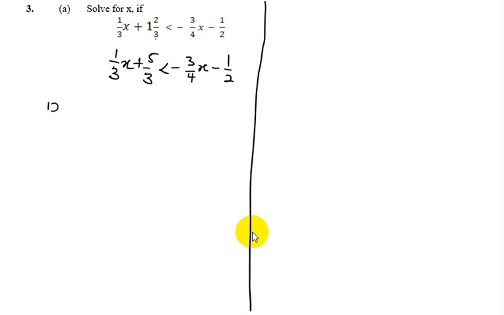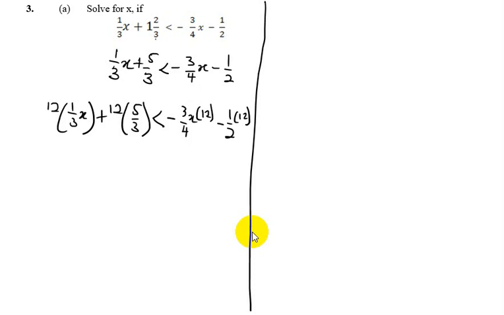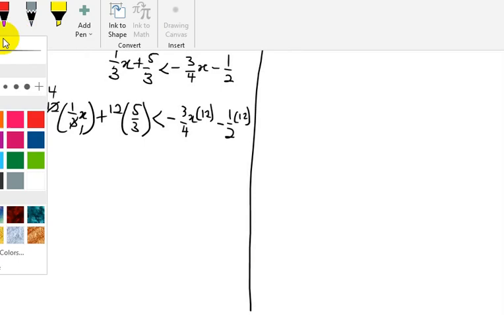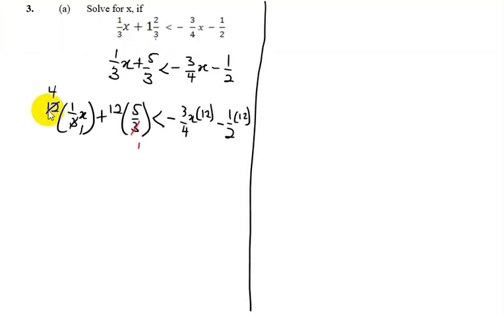So we are going to get 12 multiplying 1 over 3x for the first one, plus another 12 multiplying 5 over 3 again. Then our less than will come, minus 3 over 4x multiplying 12 and minus 1 over 2 multiplying 12. So 3 goes here 1, it goes here 4. Then 3 goes here 1, it also goes here 4. 4 goes here 1, it goes into 12 3 times. 2 goes here 1, it goes here 6.